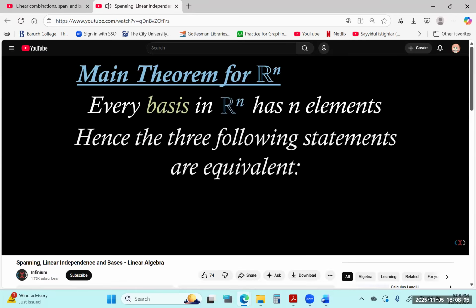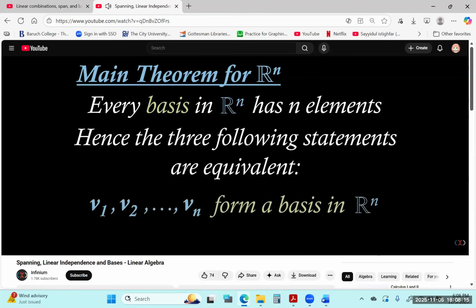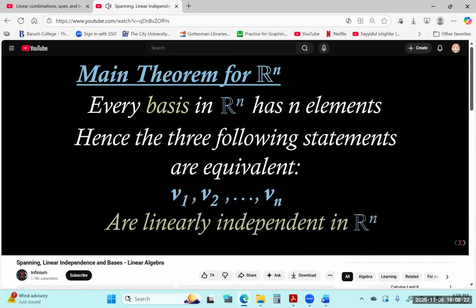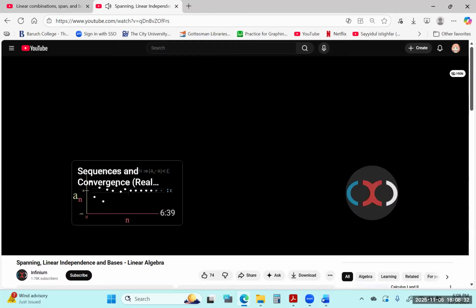We move on to the second part of this theorem, which follows from what we just said. We have that these following statements are all equivalent. For a set of vectors v1 through to vn in Rn, if these form a basis, then they also span Rn, and they are also linearly independent in Rn. Throughout this video, we've only contemplated results in the real numbers, but this also generalises into complex numbers and any other field. So I hope you've learned something new from this video or consolidated some old knowledge.